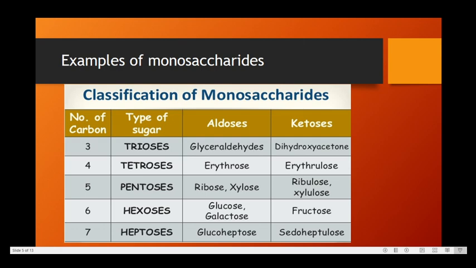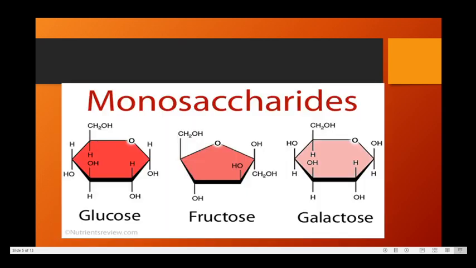For hexoses having 6 carbon atoms, glucose and galactose are aldose sugars, but fructose is a ketose sugar. Then for heptoses having 7 carbon atoms, glucoheptose is the aldose sugar and pseudoheptulose is the ketose sugar. So here you can see the structure of glucose, fructose and galactose.